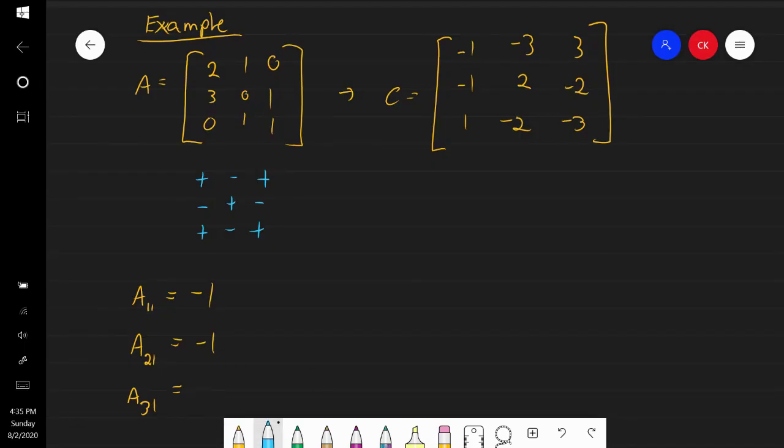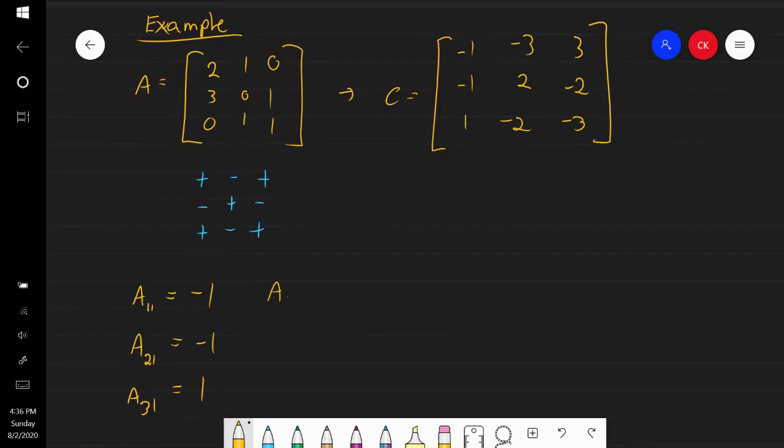Let's do A31. So we'll cross out third column, first row. The multiplier here, the position is down here in position 3,1. That corresponds to multiplication by a +1. Again, the determinant is going to be computed as 1 minus 0, which is 1 times +1 is 1. And we see that that's the value that we have in our cofactor matrix. So 1.